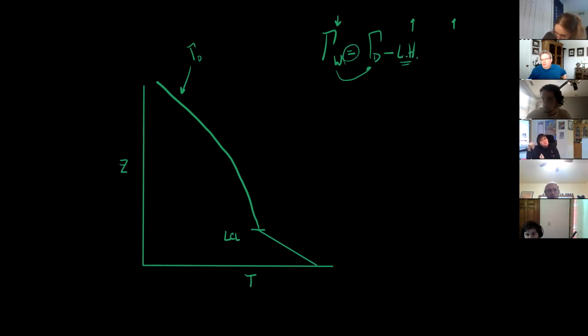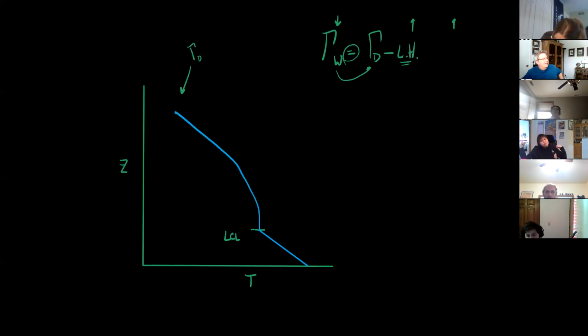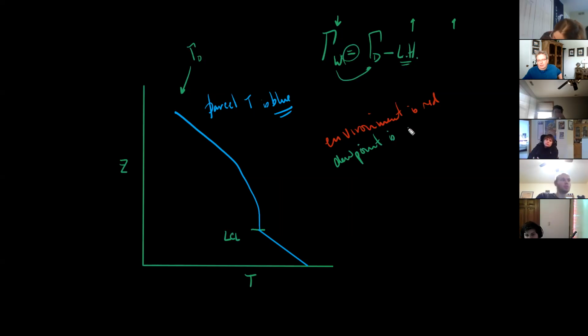So whenever I look at this, you have to understand something. That is how parcels always go up. They will always go up dry adiabatically to the LCL and then wet adiabatically after that. They will always look like this. From now on, when I draw a parcel and I plot out its temperature, it's always blue. The environment is always red. And because we're going to do it eventually, the dew point is green.